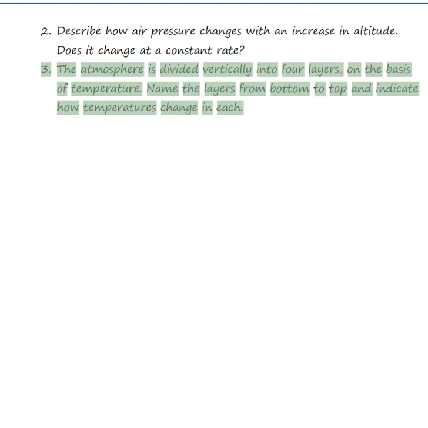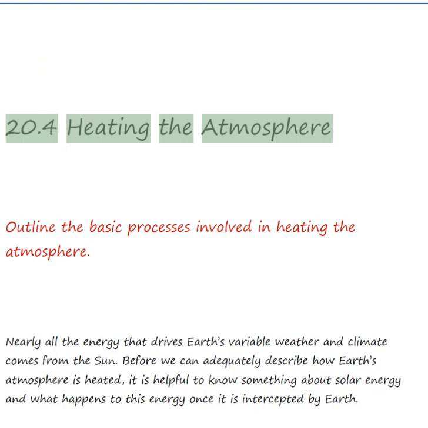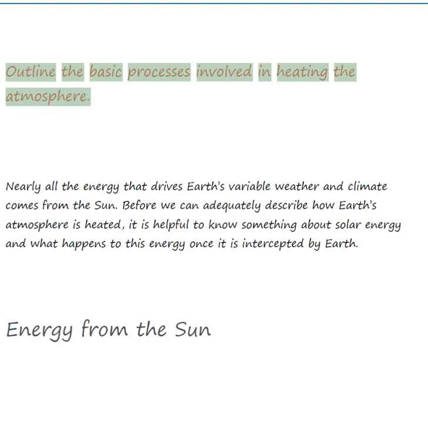3. The atmosphere is divided vertically into 4 layers, on the basis of temperature. Name the layers from bottom to top and indicate how temperatures change in each. 20.4 Heating the atmosphere. Outline the basic processes involved in heating the atmosphere.